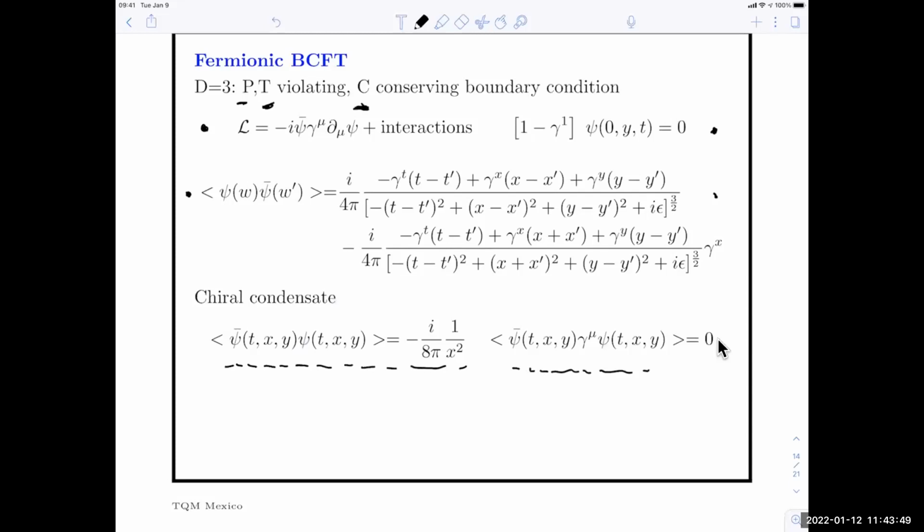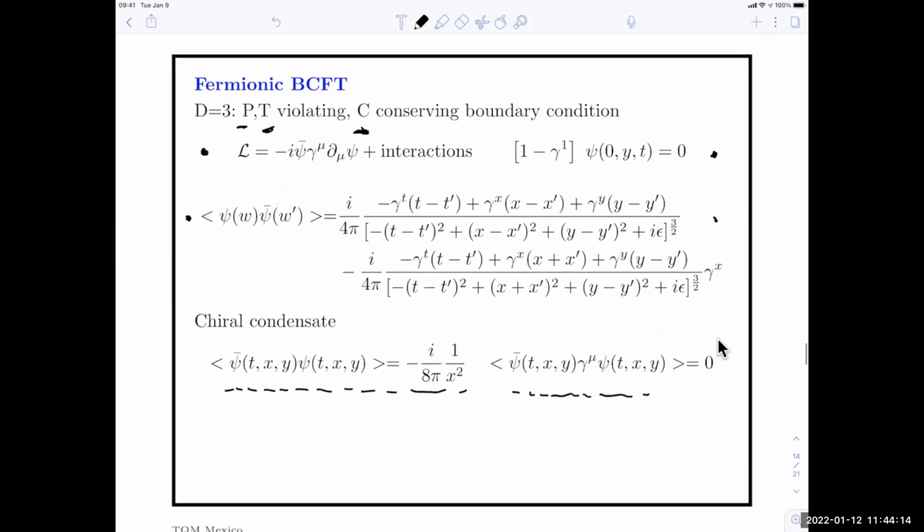So here x is the distance from the boundary. This condensate lives near the boundary and decays away like a power law, 1 over x squared. Of course, the power on x is simply dictated by the conformal dimension of the operator psi bar psi, which of course in free field theory is the same as the engineering dimension, which is 2. Okay, so this is very simple.